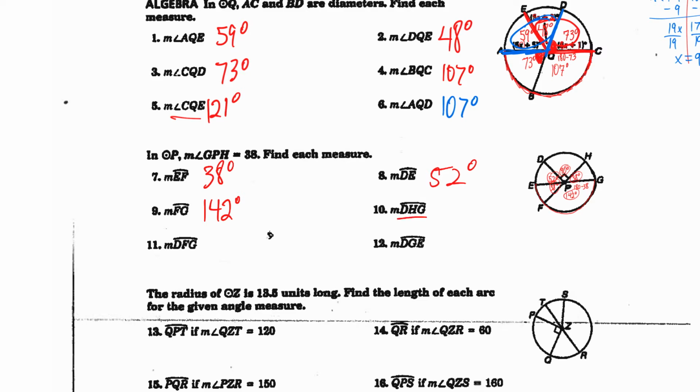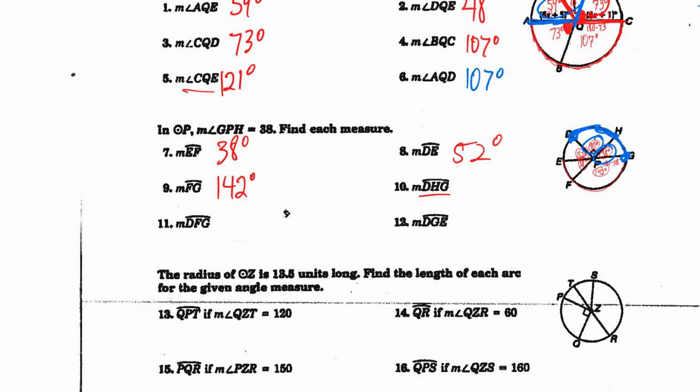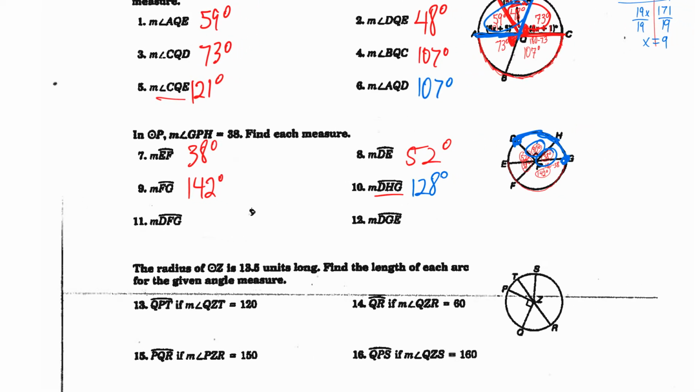Okay, now DHG is going to include two pieces because it's DHG. So it's going to include this 90 and this 38. 128. So it's going to be 128. Okay, DFG. So DFG starts here, goes from here to here. So basically it's this 52, 38, and 142 together.